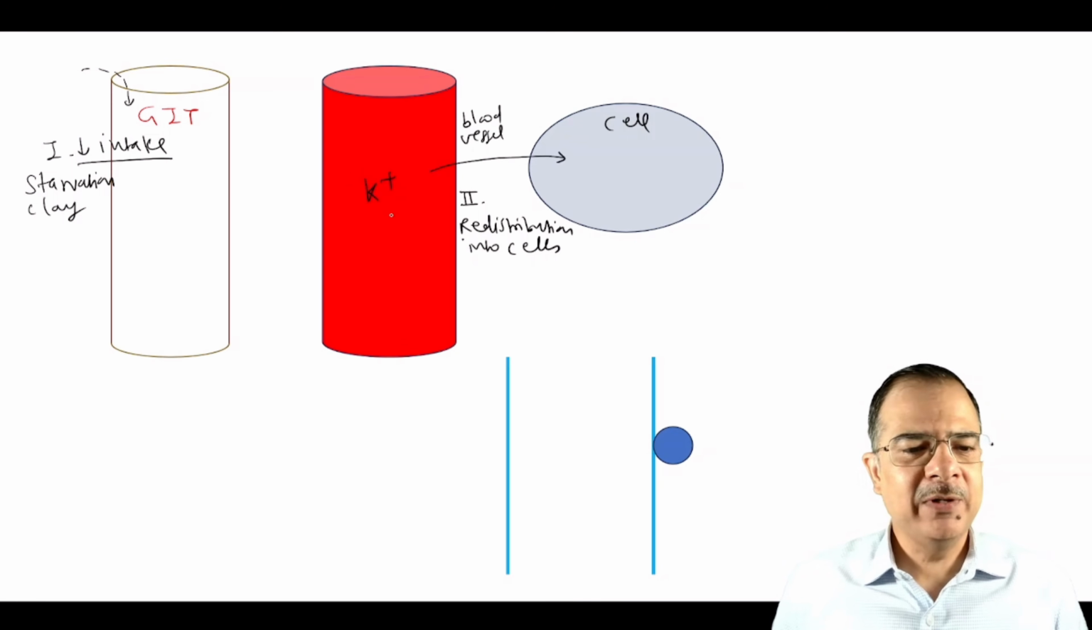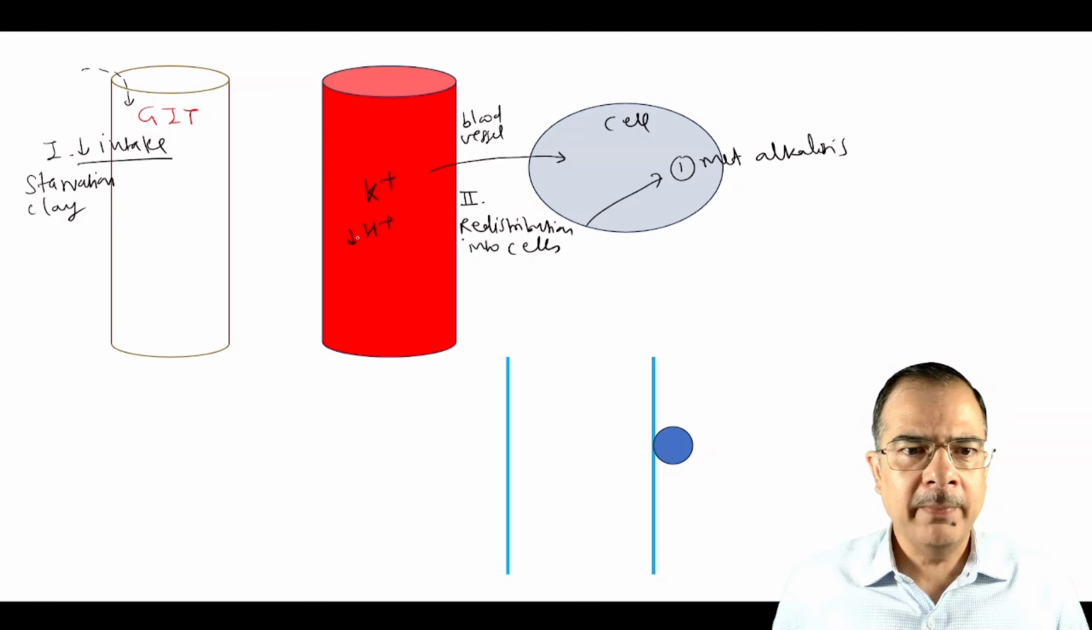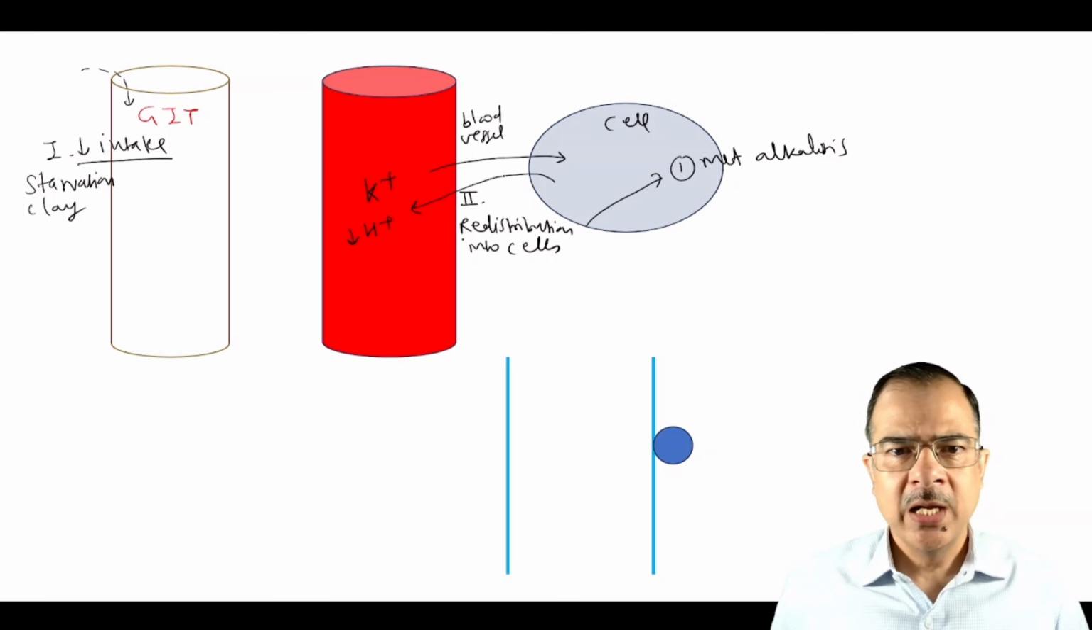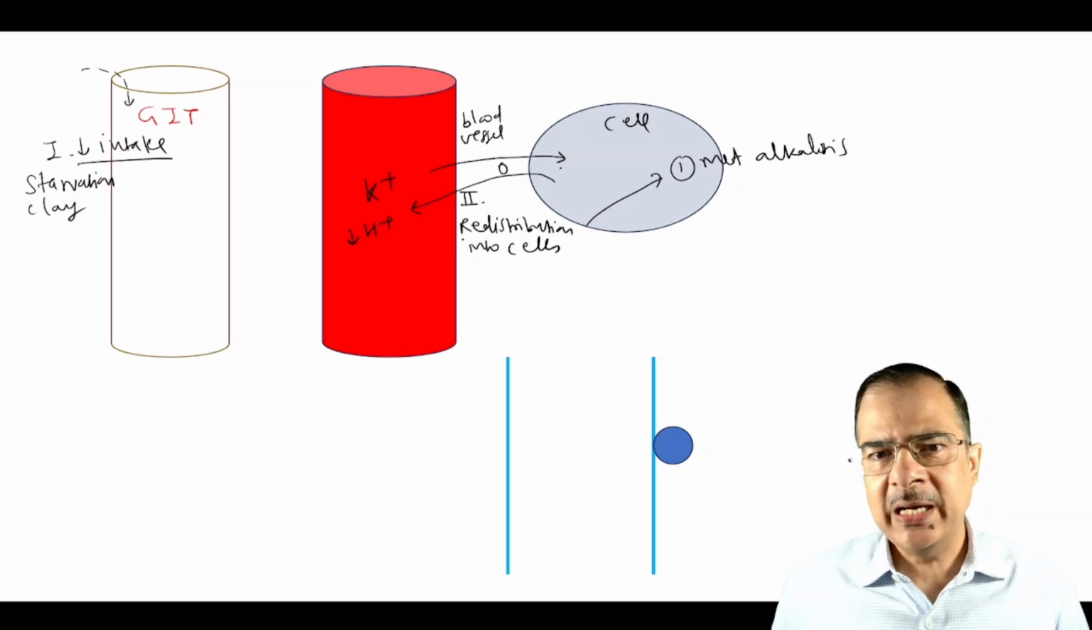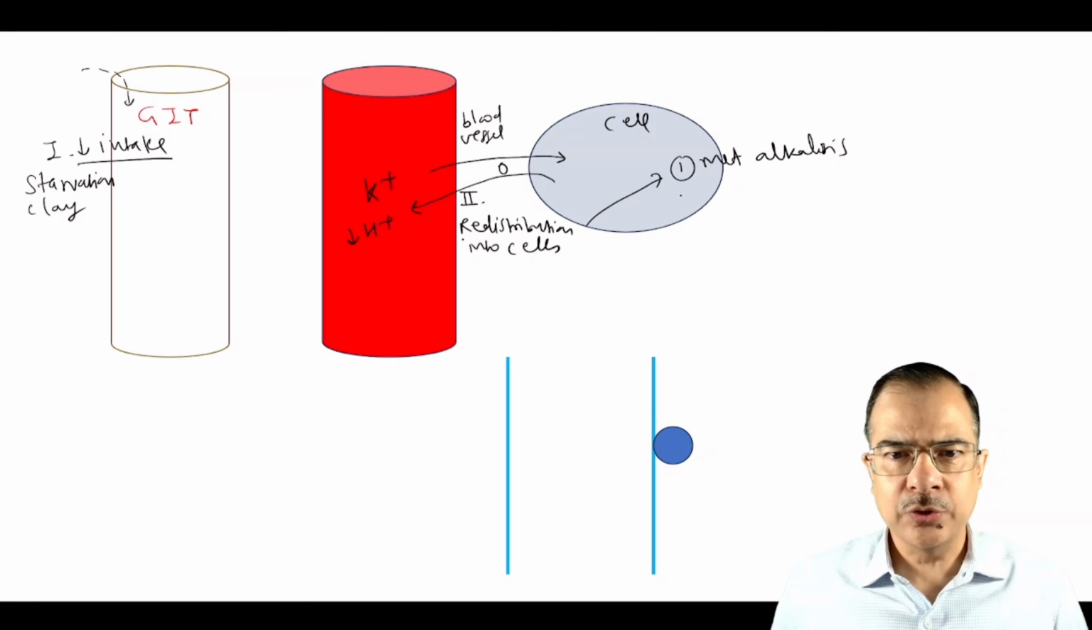So what exactly will be the causes of redistribution? The cause number one can be metabolic alkalosis. Why metabolic alkalosis? Because H plus is low in the blood in metabolic alkalosis. So what will cells do? Cells will release their H plus, but in exchange they will take K plus inside them. So the first cause is metabolic alkalosis.